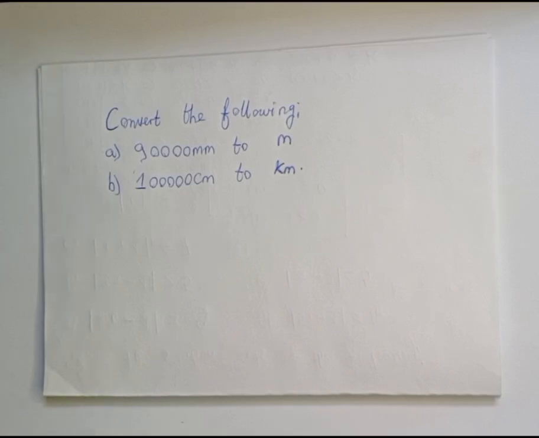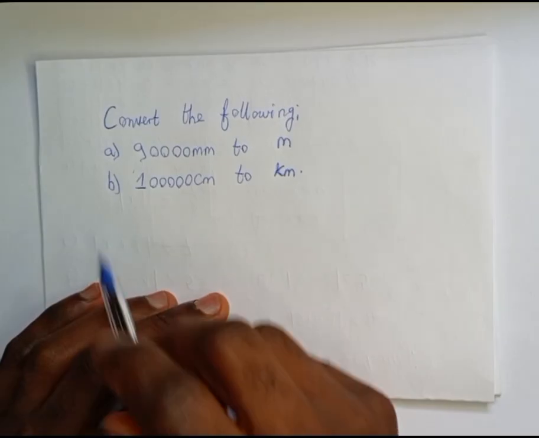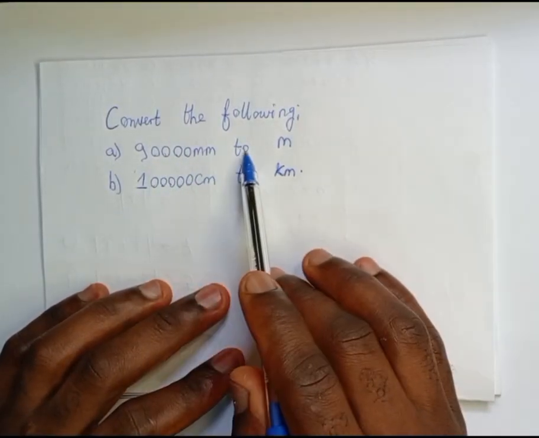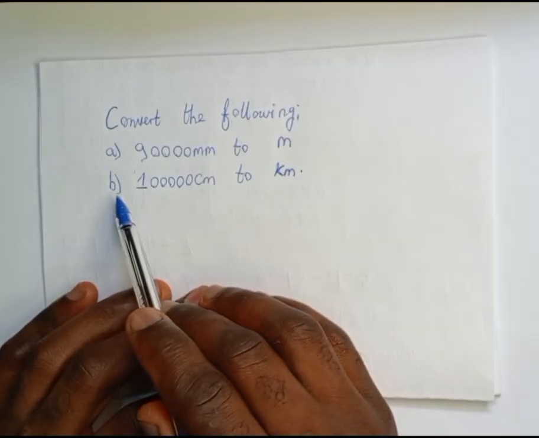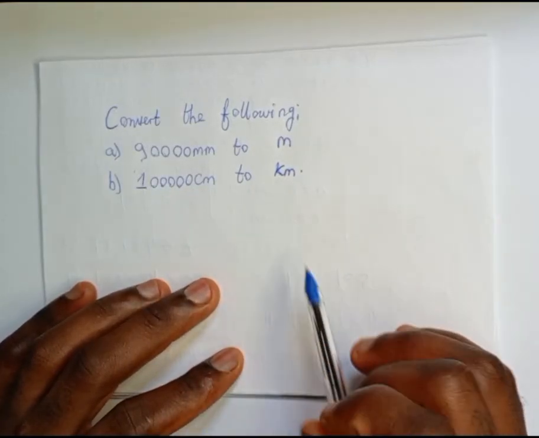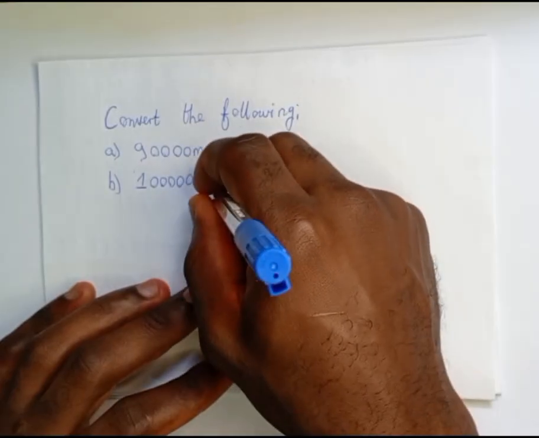We are to convert the following. Here we have: A, 90,000 millimeters to meters. For B, we have 100,000 centimeters to kilometers. We take the solution.